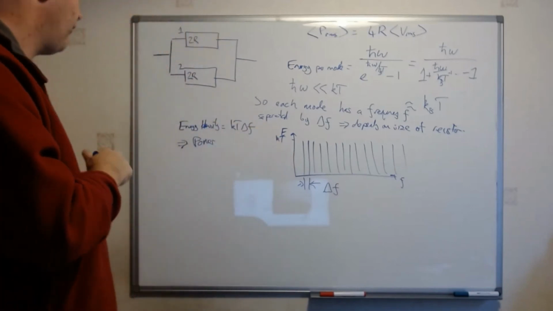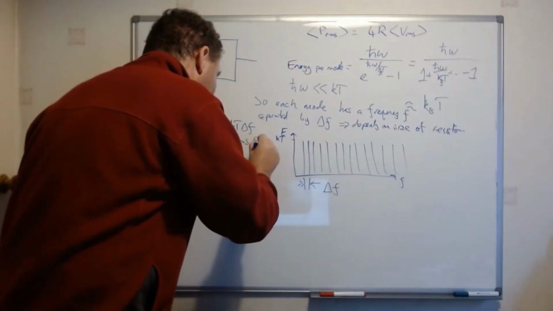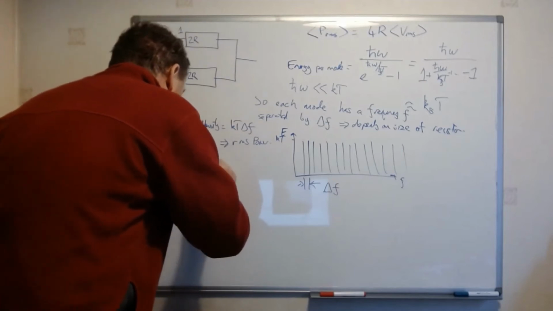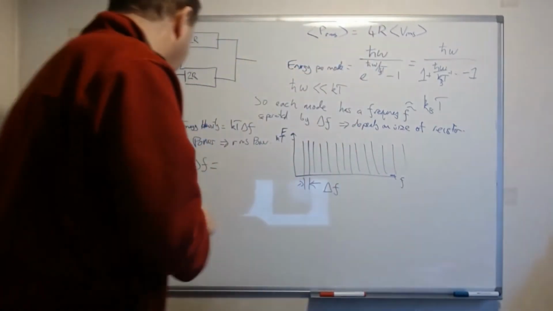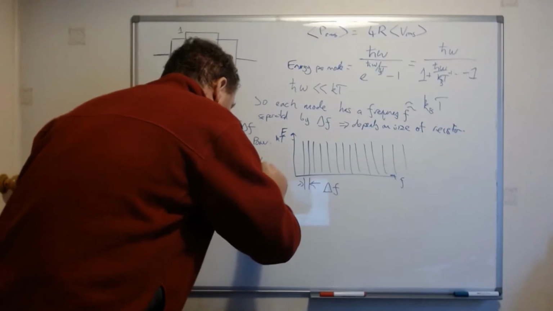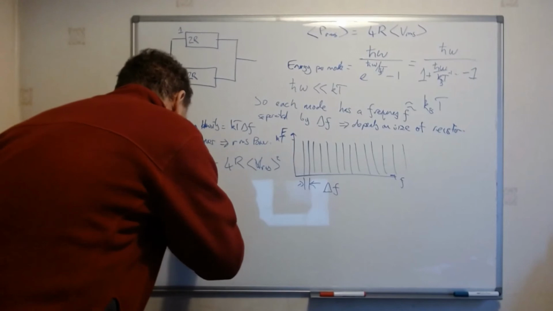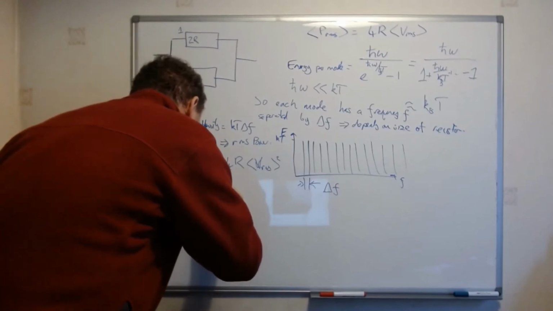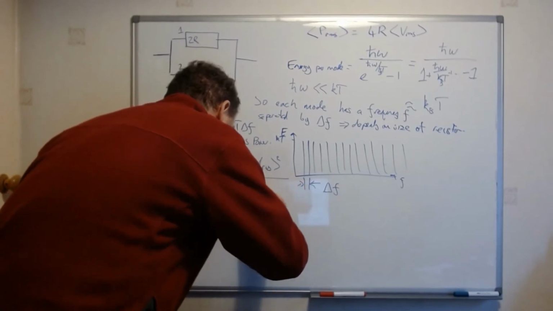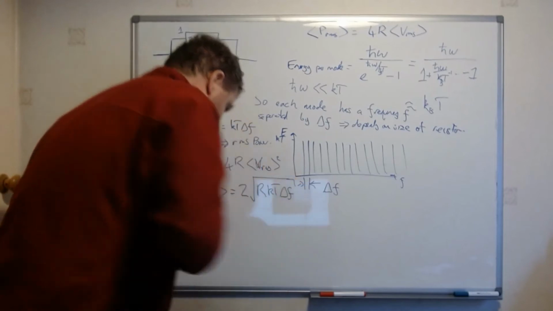And now we can relate this to the RMS power, and so we can simply say kT delta f is the same thing as we had up here for the voltage RMS squared. And so the voltage RMS becomes 2 times the square root of R kT delta f.